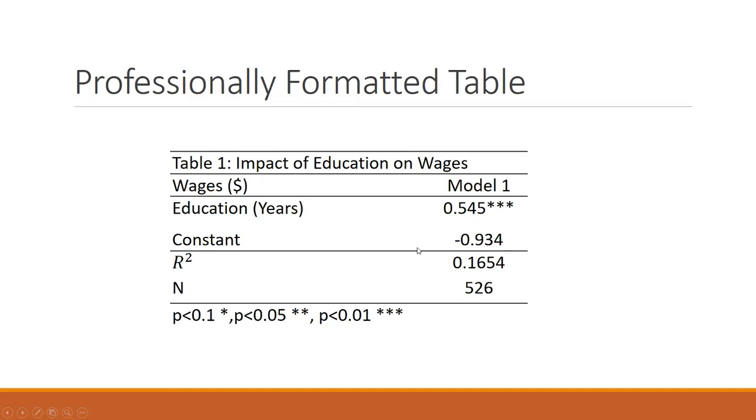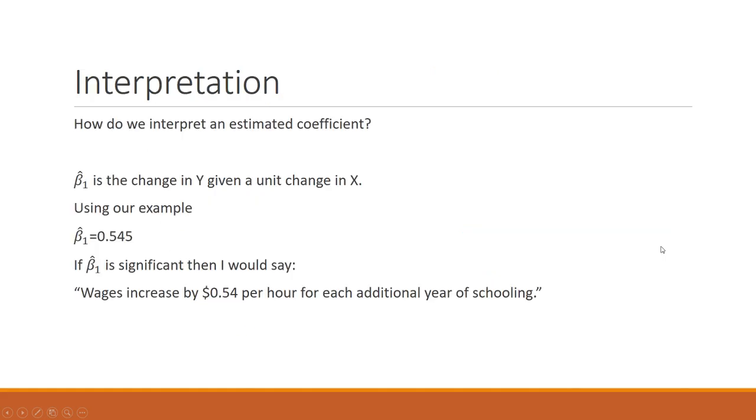All right. Now we also report here in a good, well-formatted, professional-looking table. We're also going to report some other information like the R-squared, the goodness of fit measurement, which in our case is 0.1654. I'll go into more detail about that in a moment. We also want to report the sample size, n. So we have 526 in our sample. All right, so that's what a nice looking table looks like. I want to see nice looking tables when you present your results.